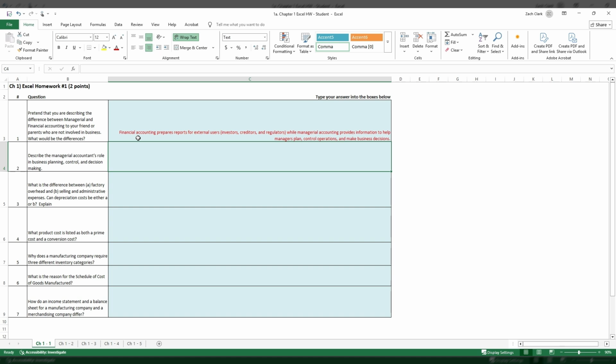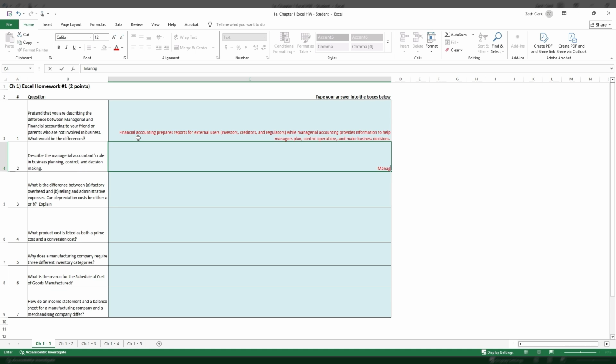In this course, we're going to focus, especially the first third of the class or so, on manufacturers and how to capture costs and assign those to individual products so that the managers can understand what a product costs and then by extension can make decisions about product pricing, and so on and so forth. Okay, let's look at number 2 here. Describe the managerial accountant's role in business planning, control, and decision making.